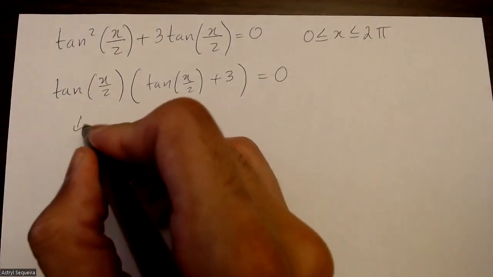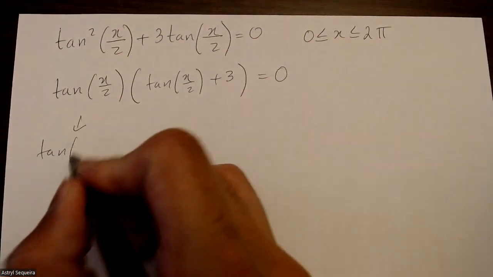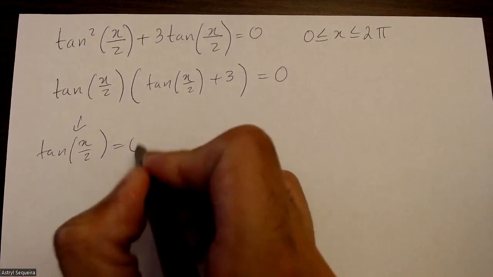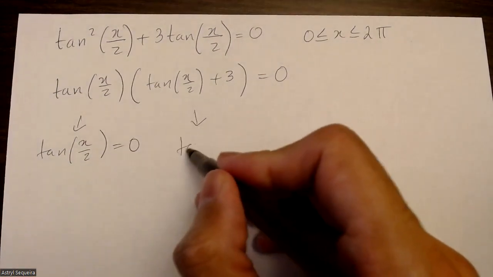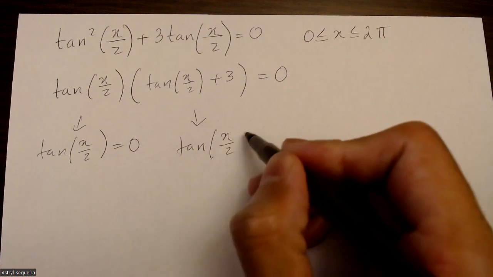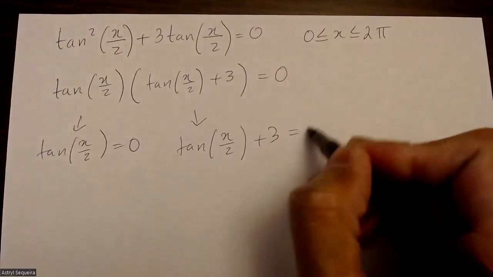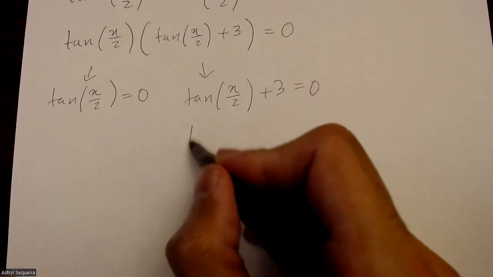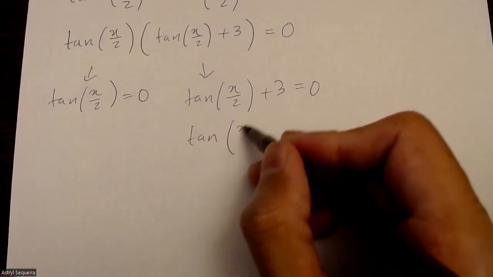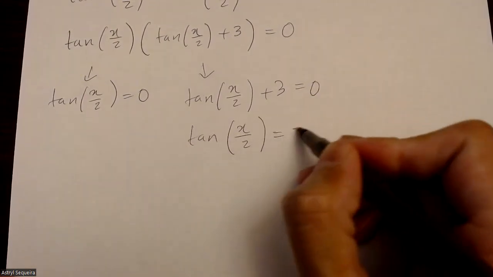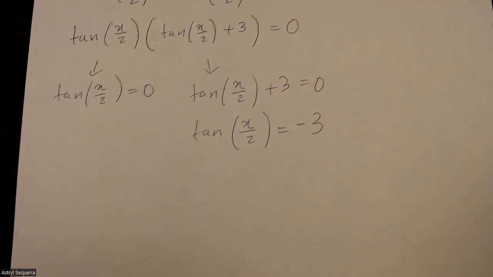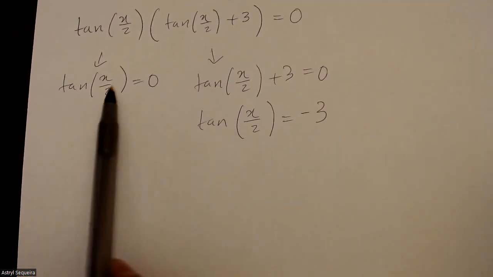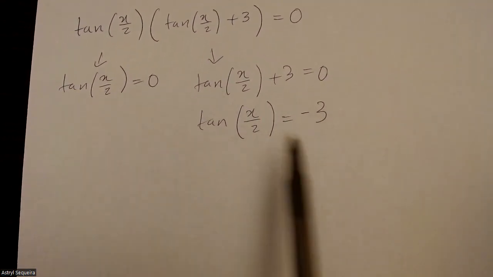So now I can split this into two equations. tan(x/2) equals 0, or tan(x/2) plus 3 equals 0. So here it's just going to be tan(x/2) equals negative 3. Now I got to solve these two equations, get all my solutions.